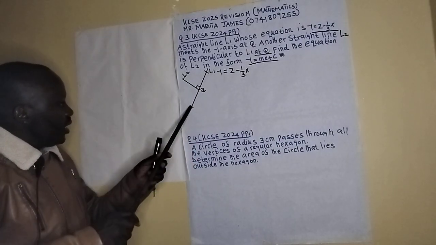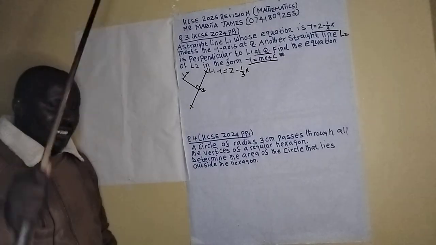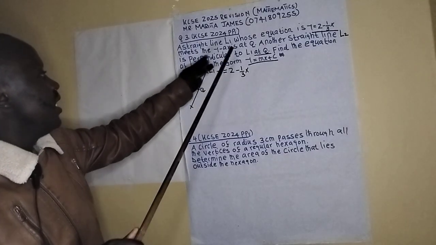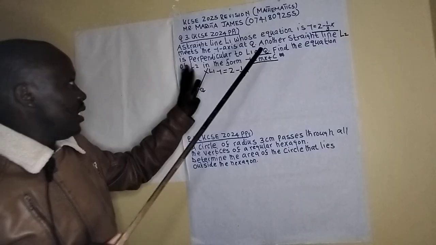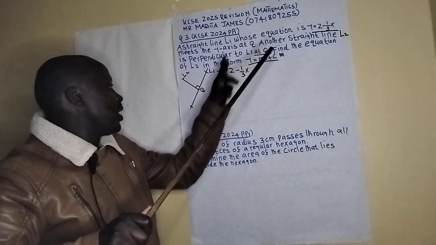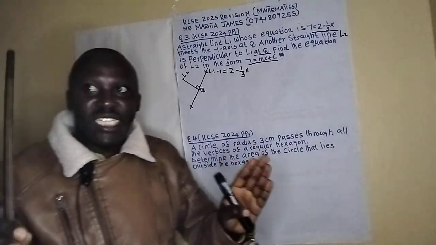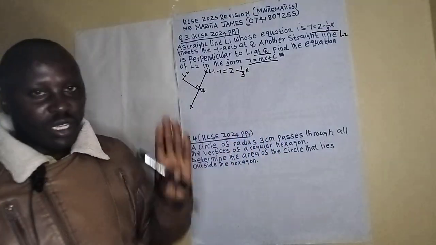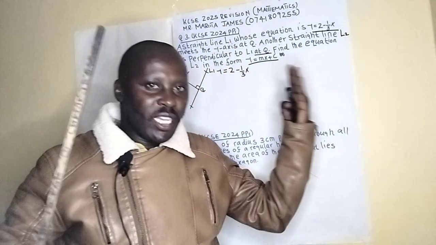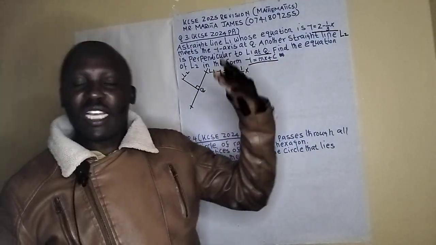So there is a line 1 with an equation of y is equals to 2 minus a third x. And then we have line 2, which meets line 1 at this point Q here. We are supposed to find the equation of line 2 in linear form. Linear form means you get the equation in the form of y is equivalent to mx plus c, where m is the gradient of the line and c is the constant.